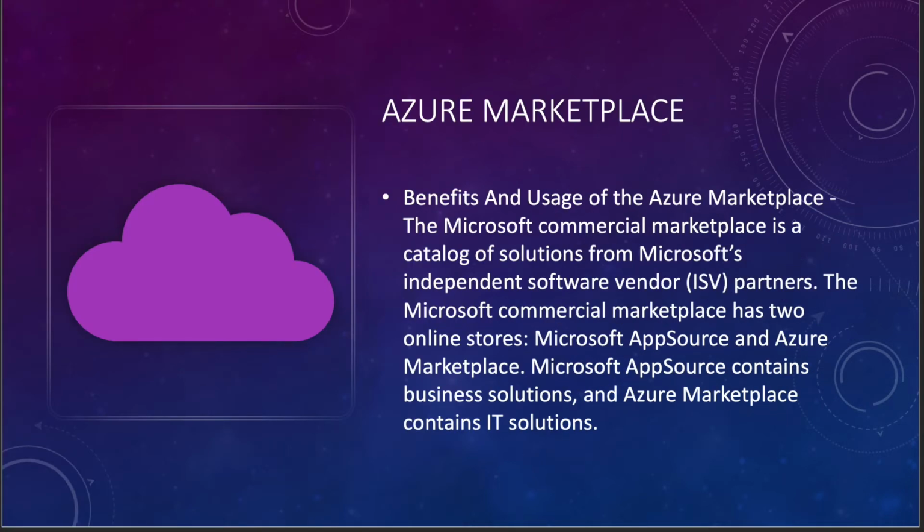Now, the Azure Marketplace, this is also interesting because this is a place where you can go buy stuff. You can buy stuff from Microsoft directly if you need a license. You can buy pre-formatted virtual machine templates from software vendors like Oracle and Adobe. But really, it is just two online stores, AppSource and the Azure Marketplace. AppSource contains business solutions, and the Azure Marketplace contains IT solutions. So that's a big one. Microsoft AppSource, business. Azure Marketplace, IT.